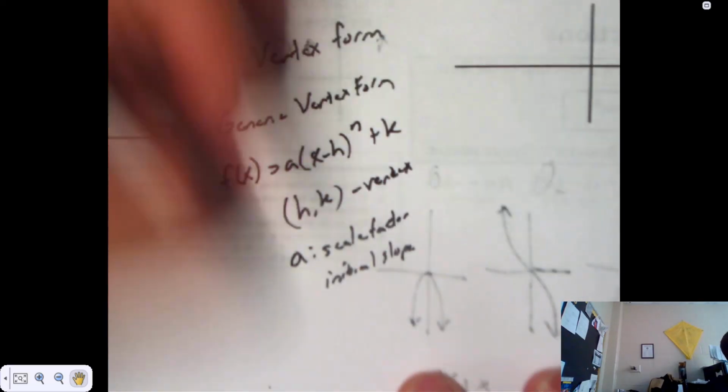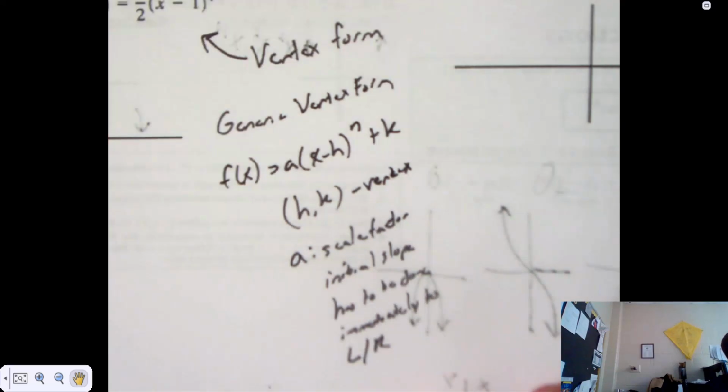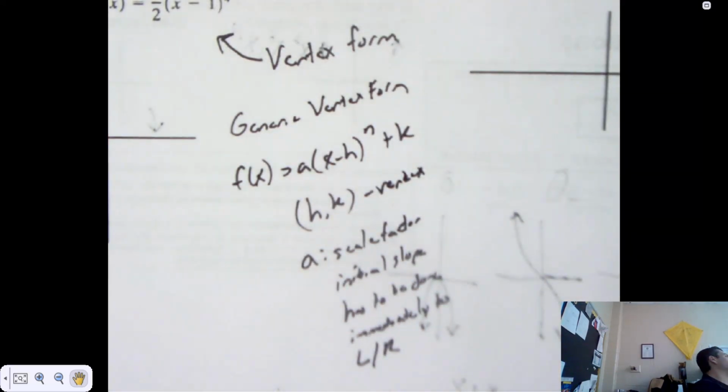The deal with that initial slope is it has to be done immediately to the left and right. Like that one's got a half. That actually doesn't mean I get to rise one and run two. It really doesn't. I can only do it within the first block. Kind of interesting. You can only do it within the first block, to the right or the left. After that, it fails. It's done. It's kind of interesting, that aspect. Usually I have kids make tables just so we don't mess that up.